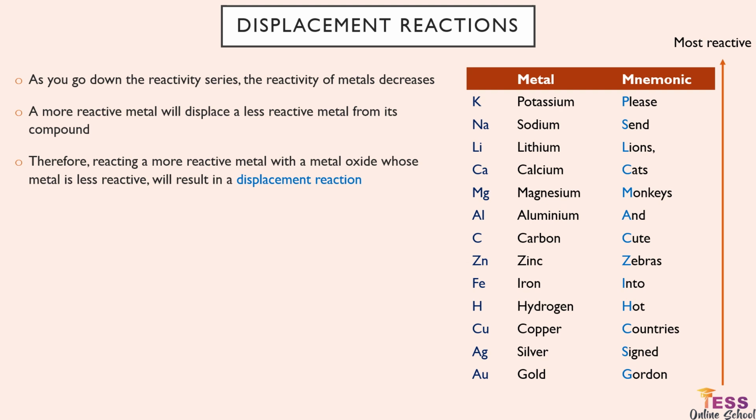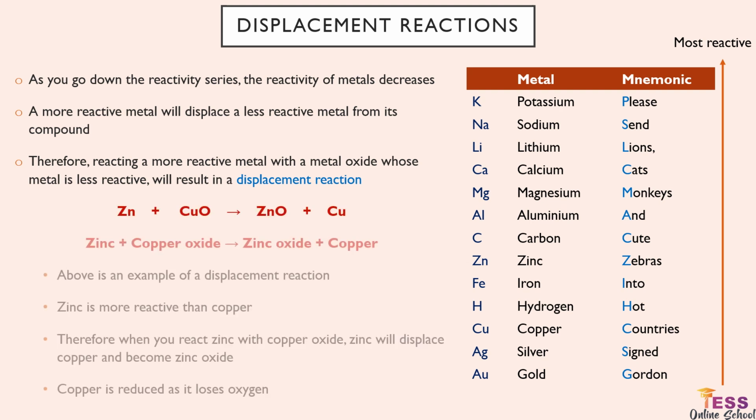For example, zinc reacting with copper oxide gives you zinc oxide and copper. This can be explained as you can see in the reactivity series, zinc is higher up than copper, showing it's more reactive. Therefore, zinc displaces copper from its compound and copper becomes reduced because it loses oxygen.